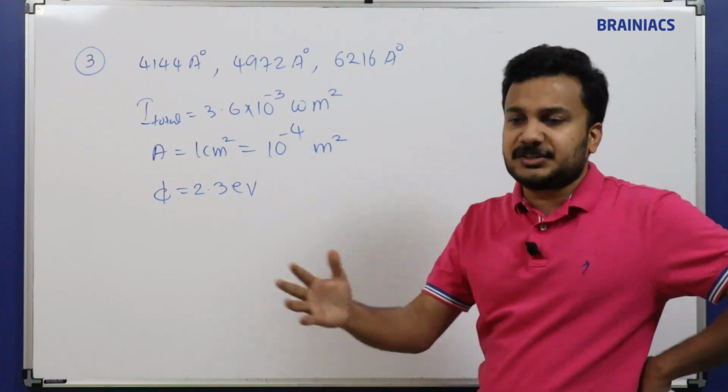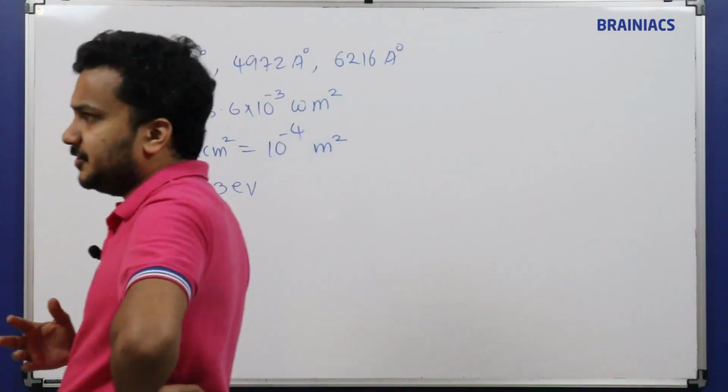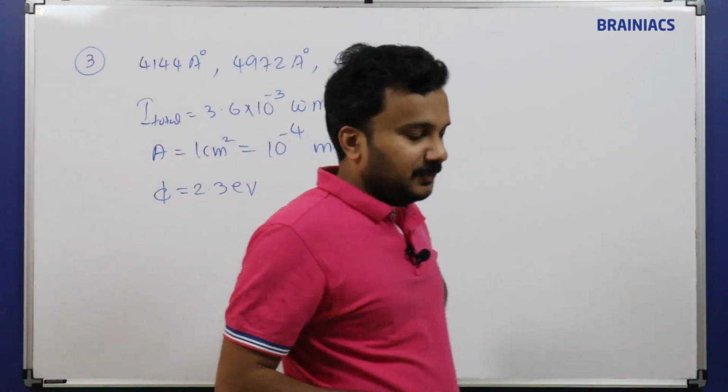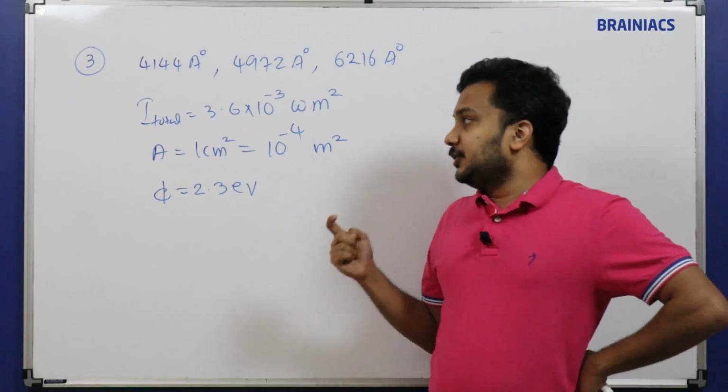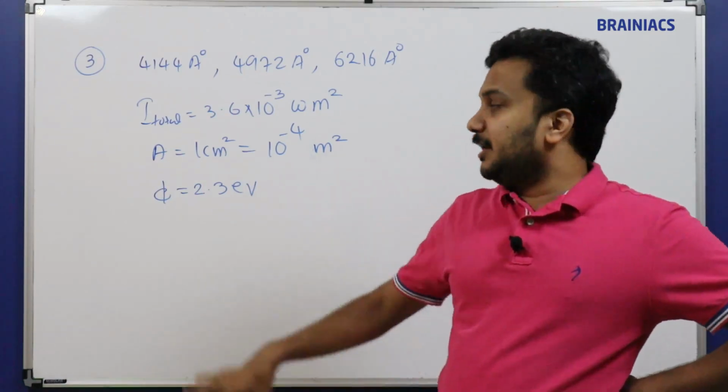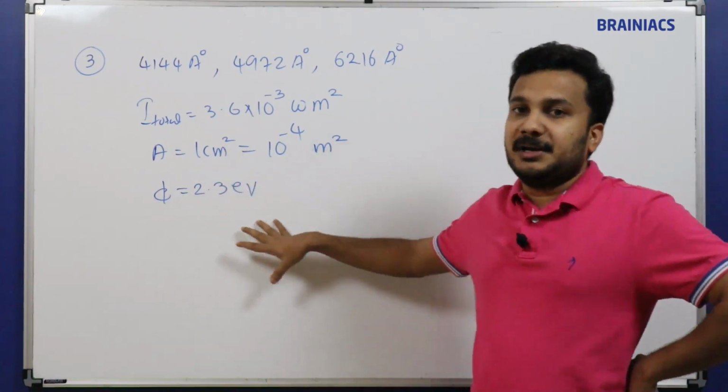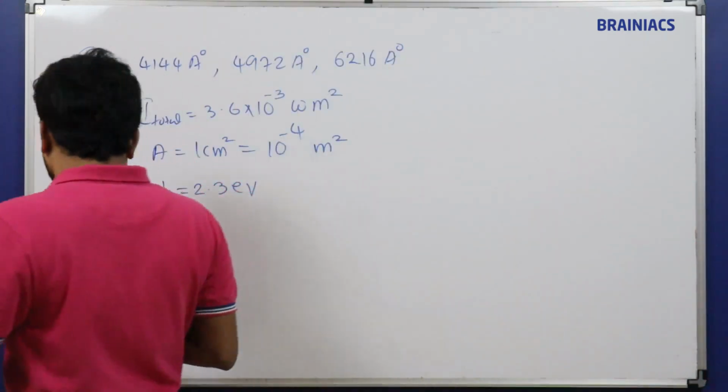The same question has already been asked in various entrance examinations, but it was for 1 second. Here the question is formulated in terms of 2 seconds. So, in 2 seconds, how many electrons are ejected? These 3 lights are falling on a metal with a work function of 2.3 electron volts.